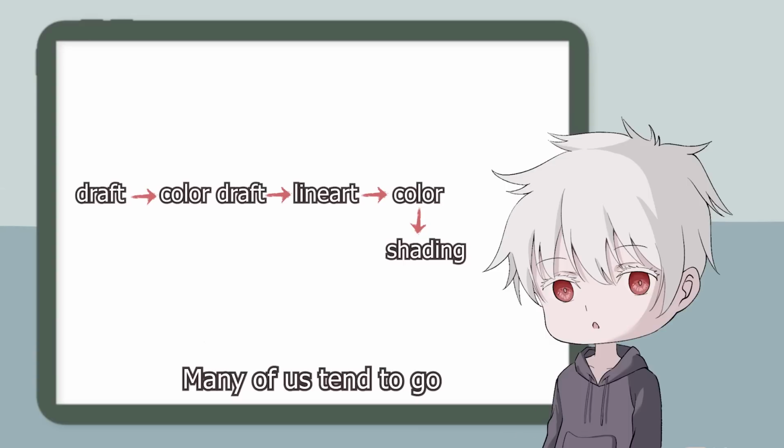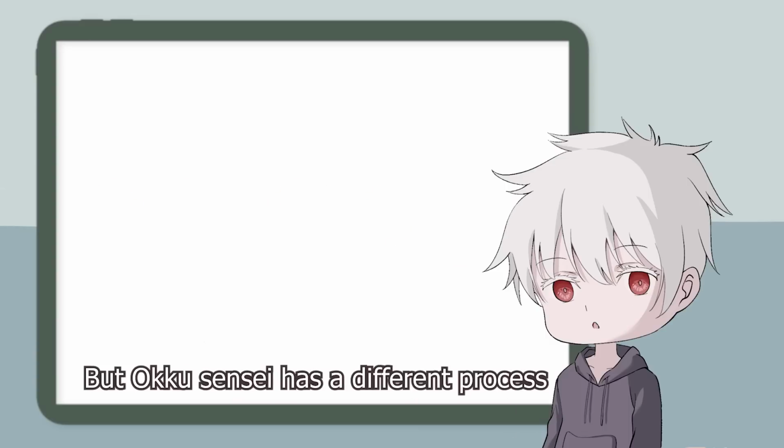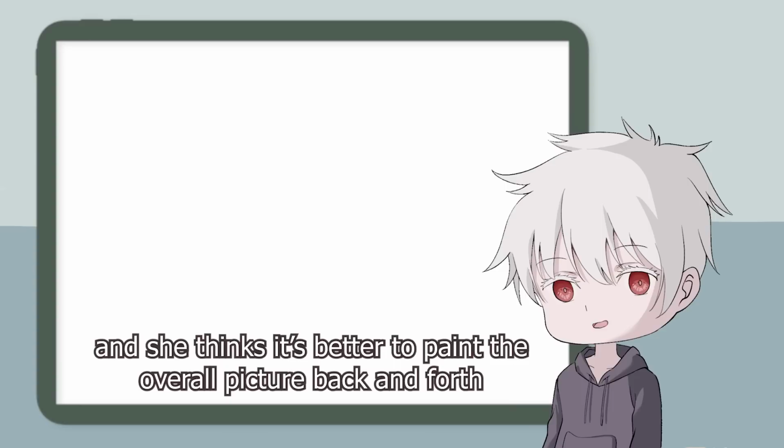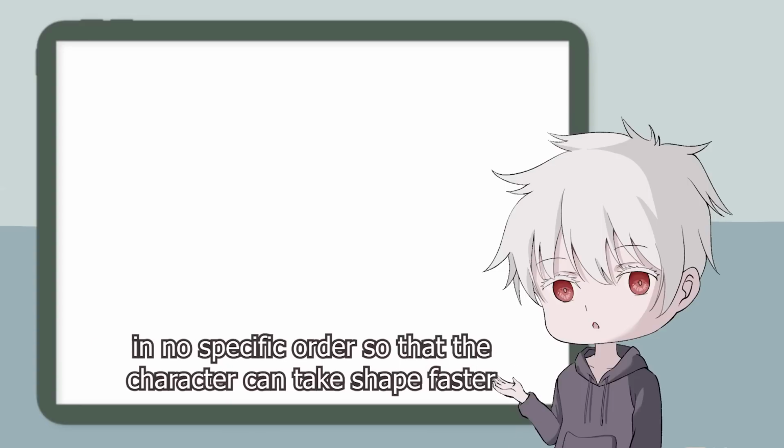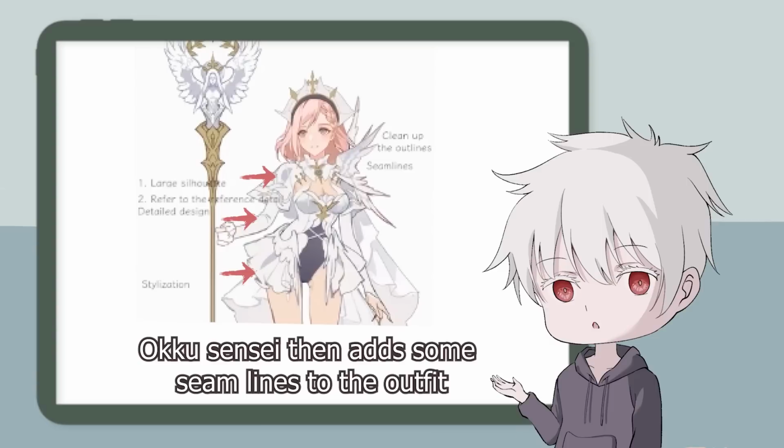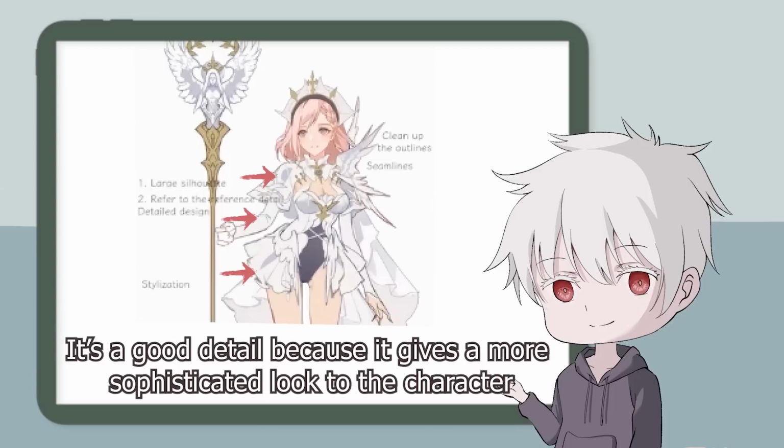Many of us tend to go draft, line art, color, shading. But Okku-sensei has a different process, and she thinks it's better to paint the overall picture back and forth in no specific order so that the character can take shape faster. Next, Okku-sensei then adds some seam lines to the outfit. It's a good detail because it gives a more sophisticated look to the character.